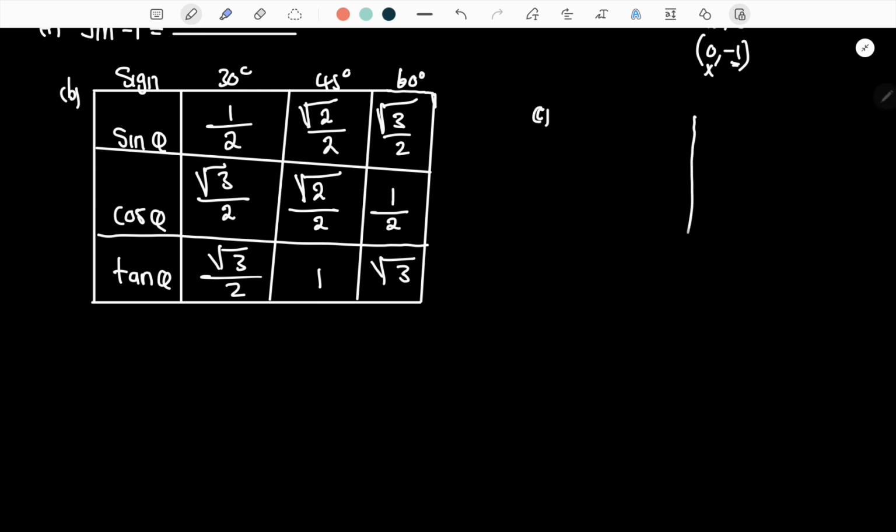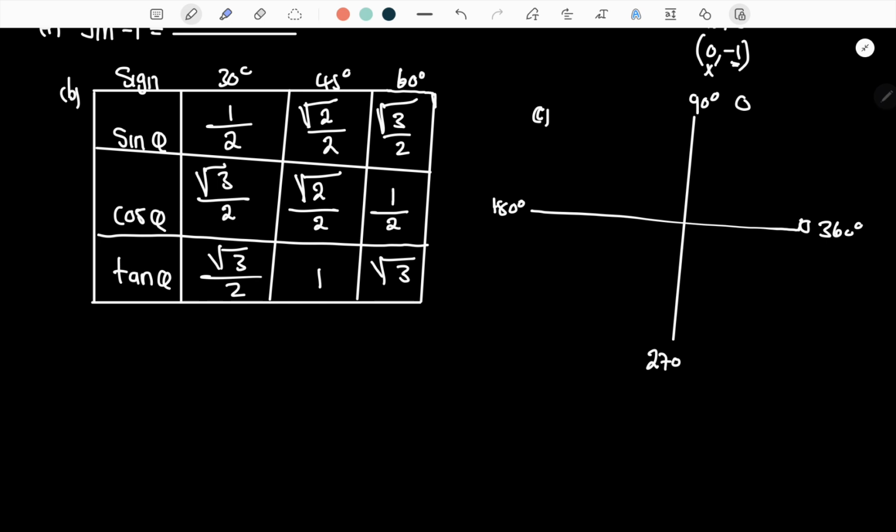The other thing I want you to know is simply your quadrants. Okay? So if you have a line which is going to look like this, and then you also have another line which is going to look like this. So this is going to be your 0. This is going to be your 90 degrees. This is going to be your 180 degrees. This is going to be your 270 degrees. This is going to be your 360 degrees. Now, this is going to be your first quadrant. This is going to be your second quadrant. This is going to be your third quadrant. And then this will be your fourth quadrant.